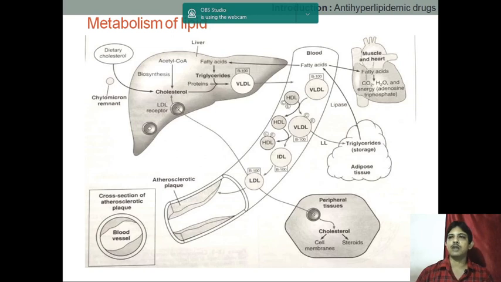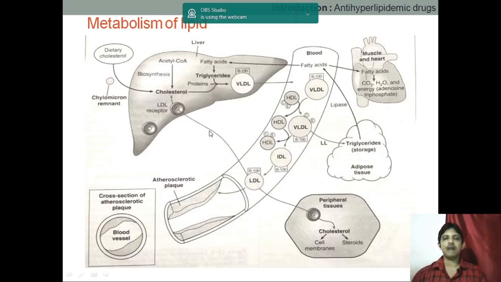Now this LDL can also be delivered to nascent atherosclerotic lesions, thereby contributing to the atherosclerotic plaque. So this is all about the metabolism of lipid.